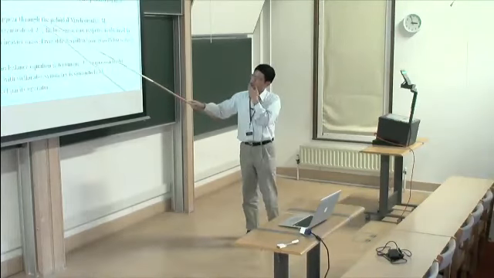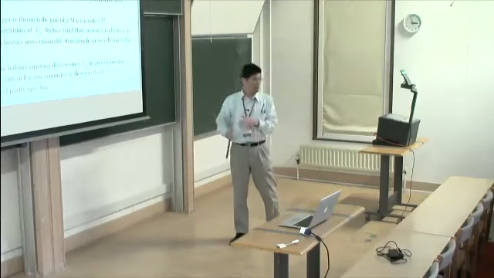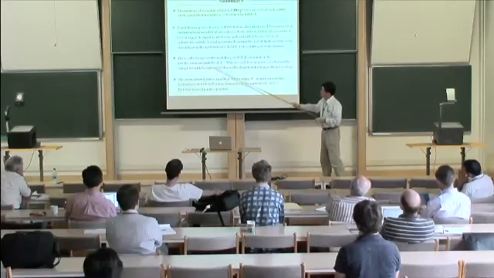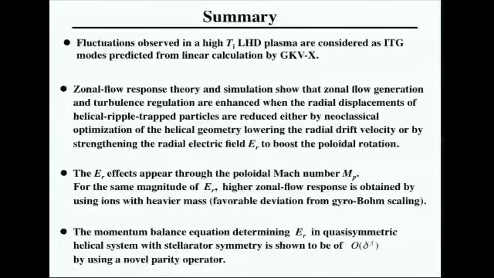Also, the E_r effect appears through the toroidal Mach number, even without shear of the radial electric field. For the same magnitude of E_r, higher zonal flow response is obtained by using ions with heavier mass, a favorable deviation from gyro-Bohm scaling. And finally, the momentum balance equation determining the radial electric field in quasi-symmetric helical systems with stellarator symmetry is shown to be of order of third, and by using the Nobel parity operator.